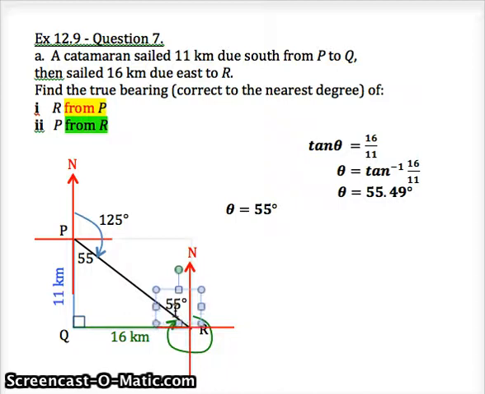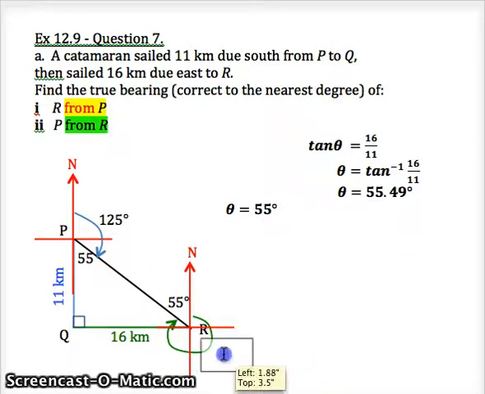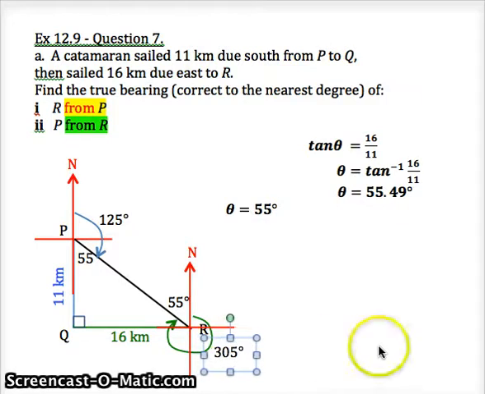Okay, now we have to find this angle marked with the green arc from there all the way around there. Now remember, one full revolution all the way around is 360, so therefore this angle marked in green will be 360 minus 55. Now 360 minus 55 is 305 degrees. So therefore the bearing of P from R is 305 degrees, and the bearing of R from P is 125 degrees.